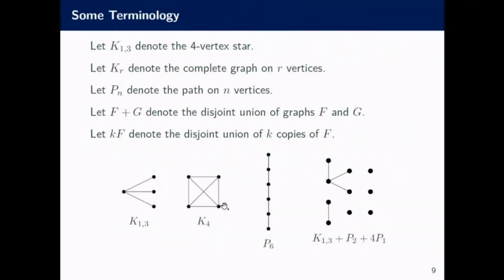Here's some small notation to introduce our results. K_{1,3} denotes the claw. Then we have the clique. P6 denotes the path on 6 vertices, and then we define this disjoint union operation, and so we can create graphs like that.